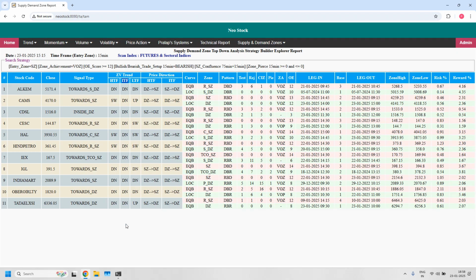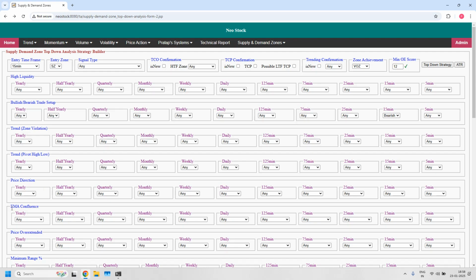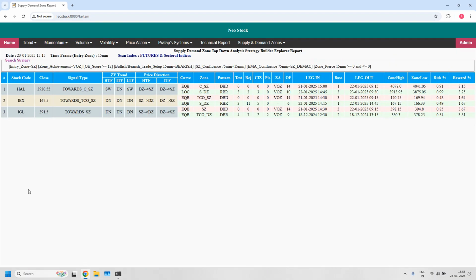If any of these 75 minute supply zones are having daily EMA confluence, they are even more high probability trade setup supported stocks, because 15 minute zone is part of the 75 minute zone. That's why in the 75 minute zone we are looking for EMA confluence. So in the 75 minutes time frame, I am setting the filter 75 minute supply zone having daily EMA confluence. With this filter, we got 3 stocks. So these 3 supply zones are even more high probability trade setup supported stocks.